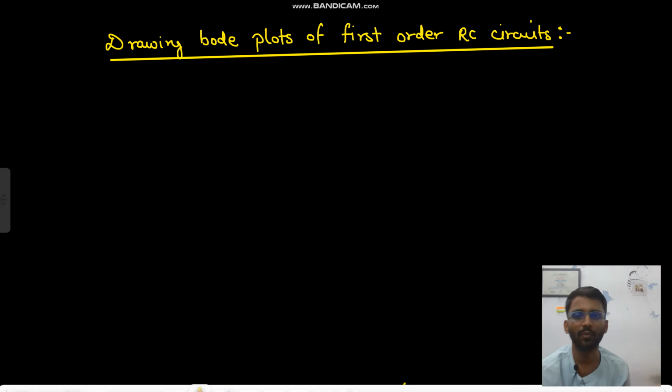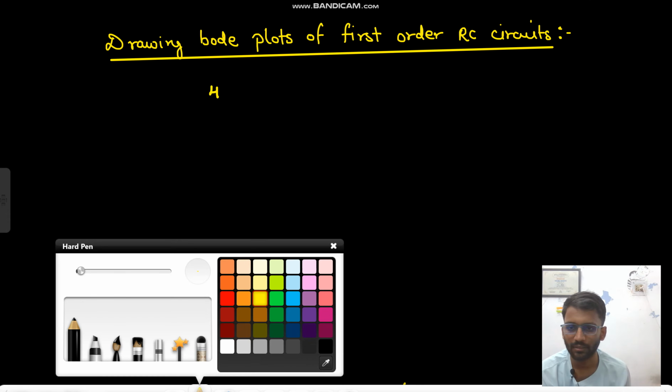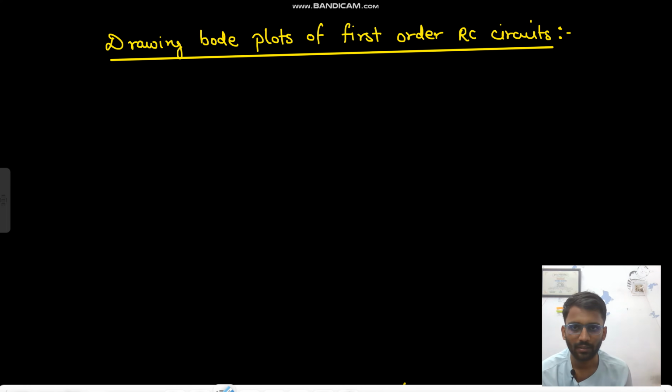Hello everyone. So now we will see the Bode plot of first order RC circuit. First we have shown how to write the transfer function and how to find the poles and zeros. Now we will draw the Bode plots. First I will just show the basics of Bode plots. If you know this concept, you can skip this part. Just the basics. If you have already studied, then it will be a revision.